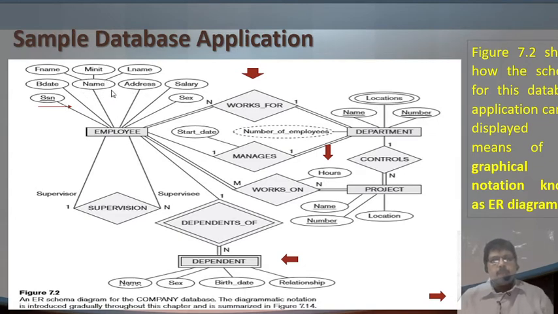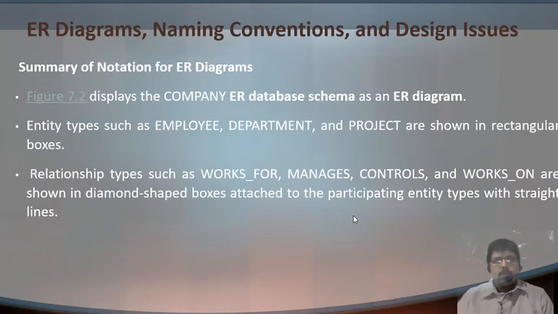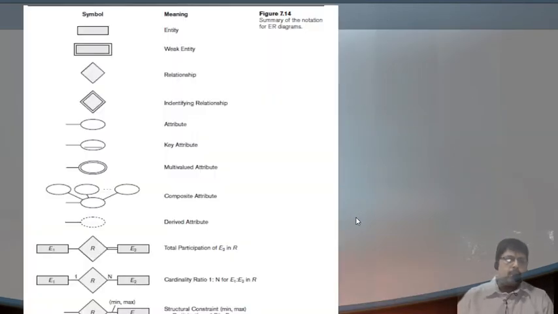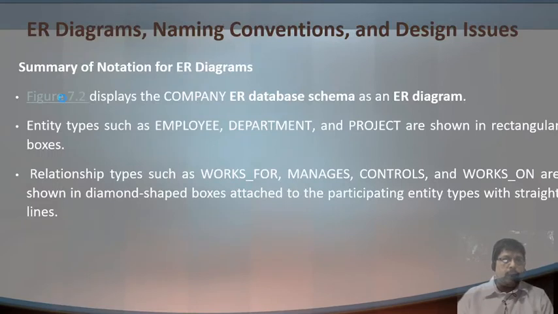Composite attributes are connected to the compound attribute through the line. So these straight lines are joining these attributes to the entities. So this is how the ER notations are done. And derived attributes are given in a dotted line. That also we will check how it is.